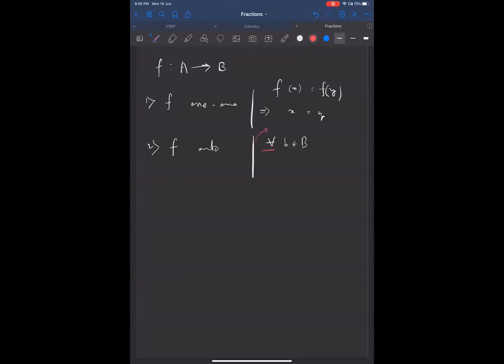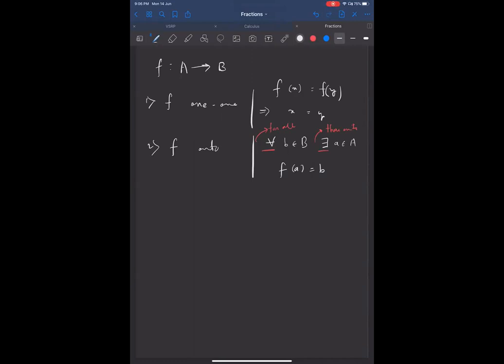I'm assuming you're comfortable with this. For all b in B, there exists a in A such that f(a) equals b. This is the existential quantifier, just writing this for the first time. And when both things happen, like a function is both 1-1 and onto, then we call the function a bijection.